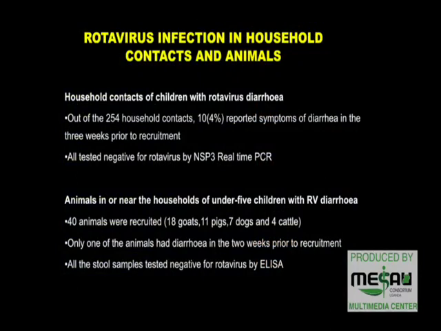In the households, a total of 254 household contacts were recruited, and only 4% of these reported symptoms, and all of them tested negative. And of the 40 animals recruited, only one had a history of diarrhea in the previous 2 weeks, and the others tested negative.